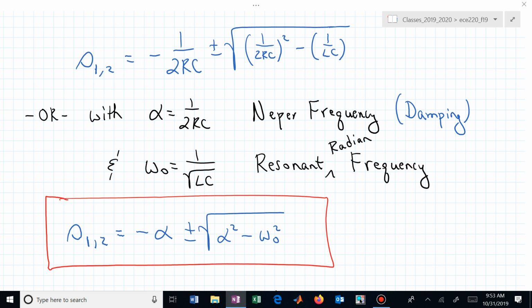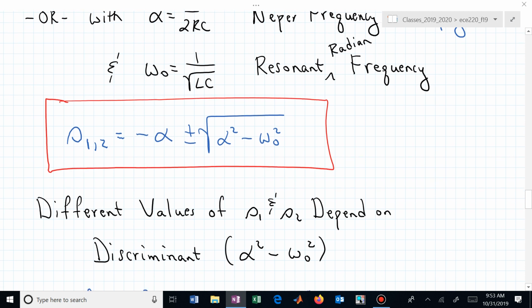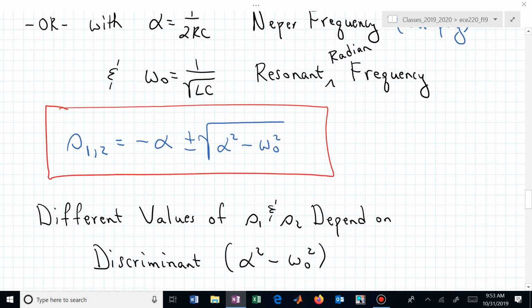Omega naught, we already have seen that. That's the resonant frequency, and actually it has units of radians per second, so they become more descriptive and say that's the resonant radian frequency, omega naught. Now, what S ends up giving us for S sub 1 and S sub 2 depends obviously on what's happening underneath that radical. What's happening with our discriminant?